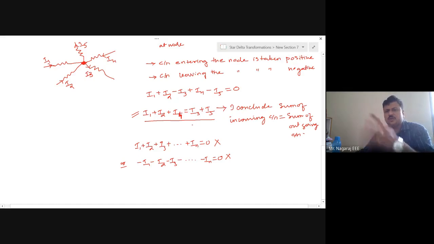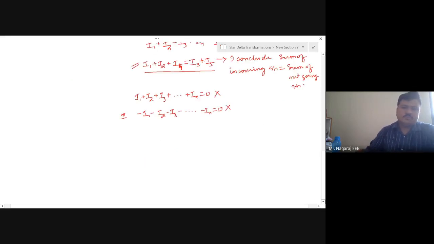Though KCL appears very simple, it is very important in circuit analysis, because if KCL is satisfied, then only everything will be in place. We'll get to know this when we start solving examples. Next, what is the next law? It is KVL.